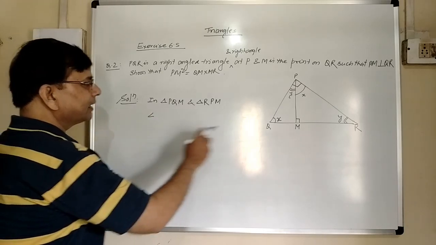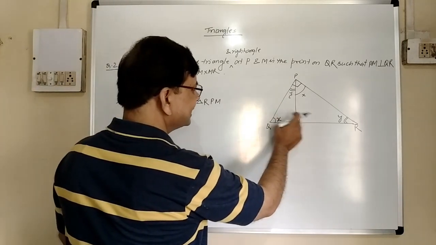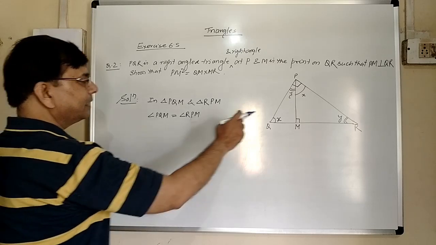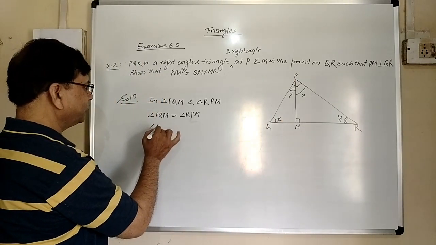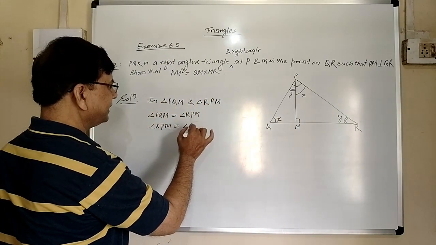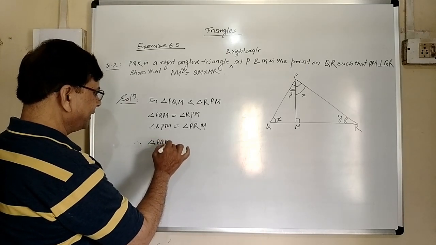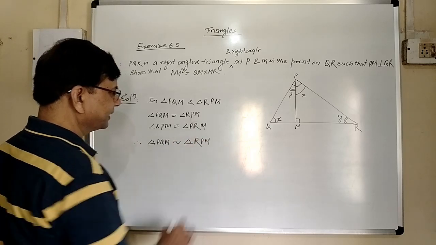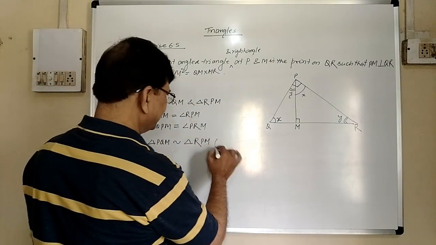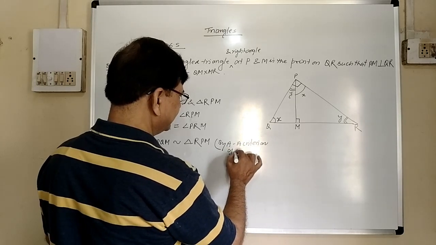So here angle PQM is equal to angle RPM, it is X. And angle QPM is equal to angle PRM, that is Y. Therefore these two triangles are similar, therefore triangle PQM is similar to triangle RPM. Since I have named this triangle corresponding to the vertices, writing the ratio of the sides won't be a big problem. By a criterion of similarity.